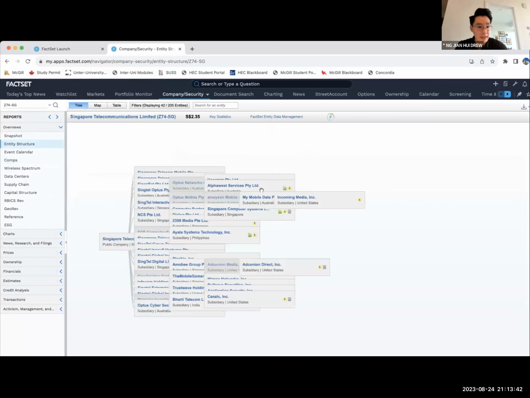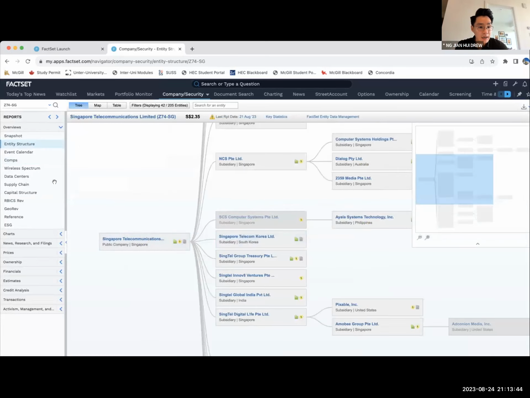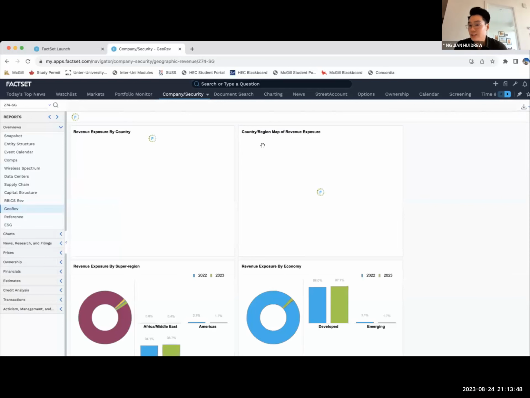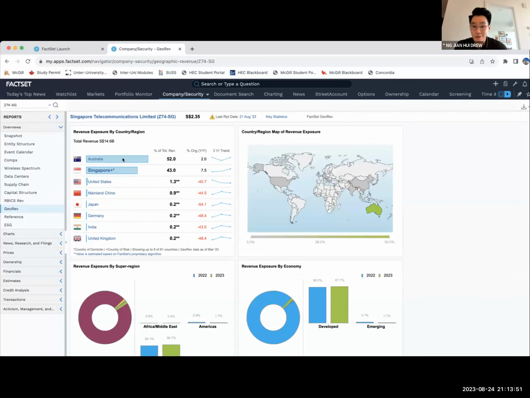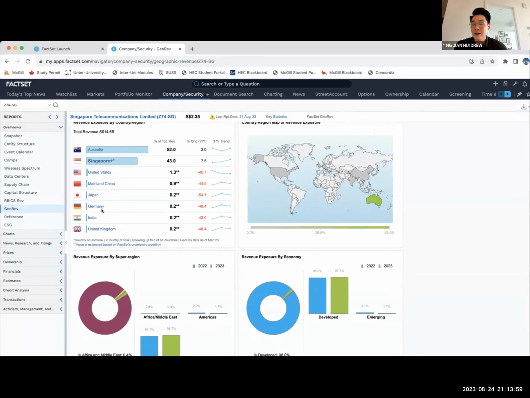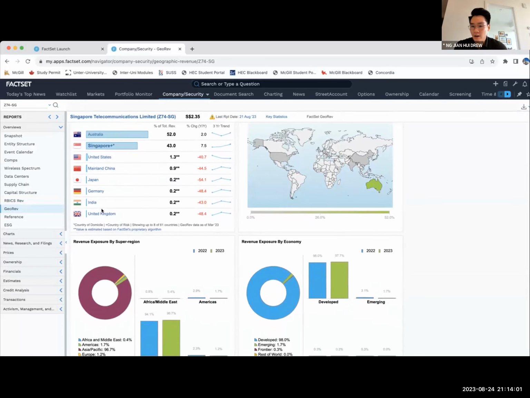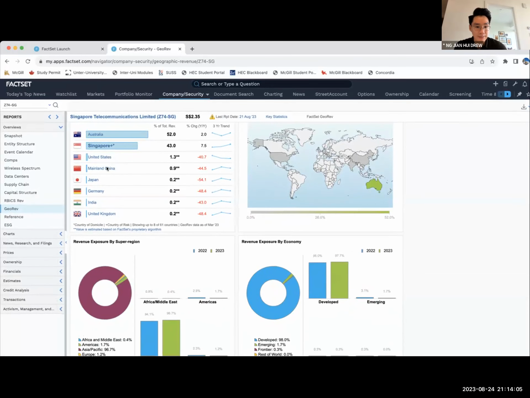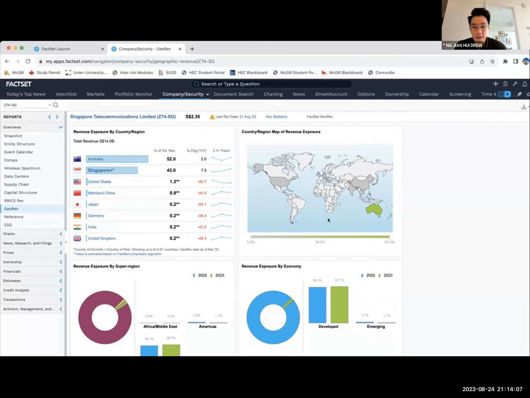Where StarHub is, where Singtel is, I think there's this thing called revenue by region, which is quite interesting because we can see that actually Australia contributes quite a bit of revenue to Singtel, right? It's not Singapore. Australia is the bigger one. Singtel actually owns Optus in Australia. So their market in Australia is quite big. There's some small Germany, US and stuff. So it's quite interesting here.